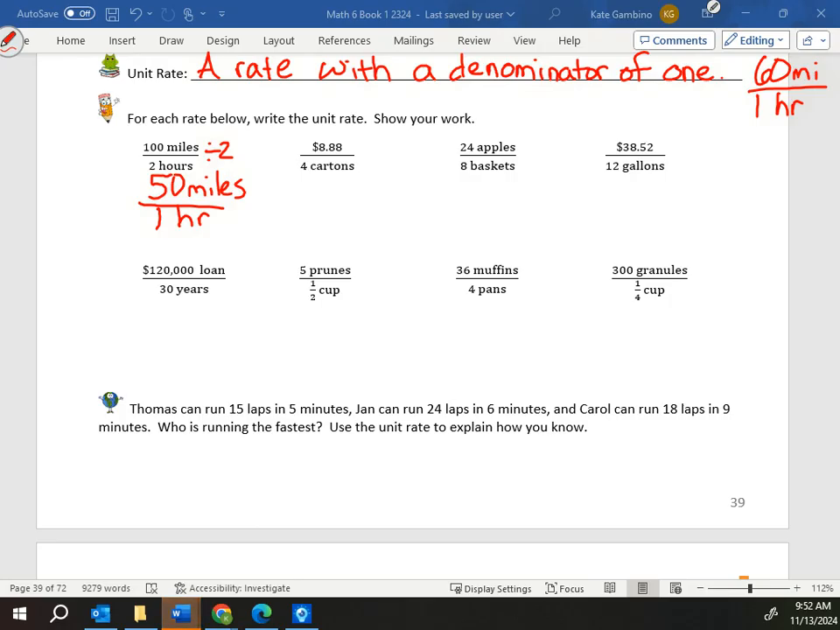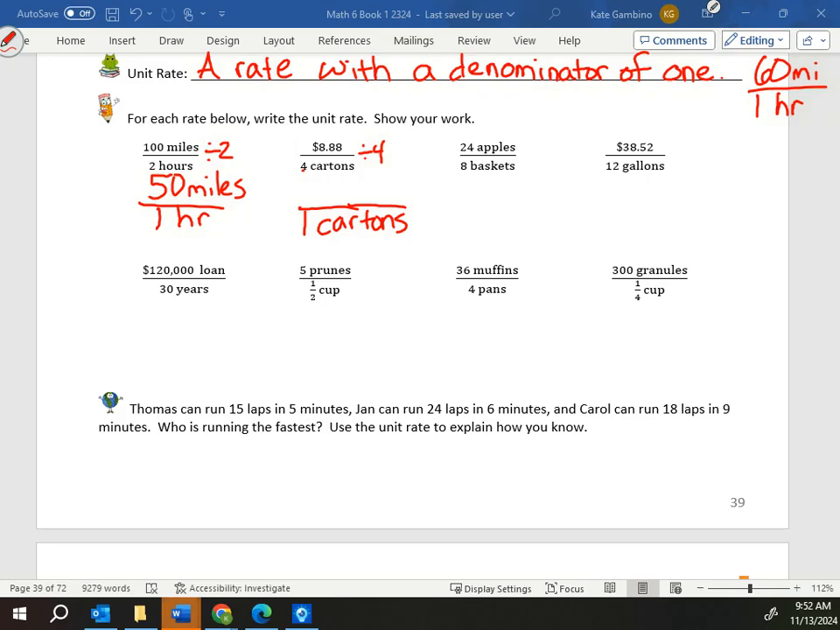$8.88 for 4 cartons. What do I have to do to find my unit rate? Emma? I'm going to divide by 4 because I want that denominator to go down to 1. 4 divided by 4 makes me 1 carton. Whatever I divided my denominator by, I divide my numerator by.